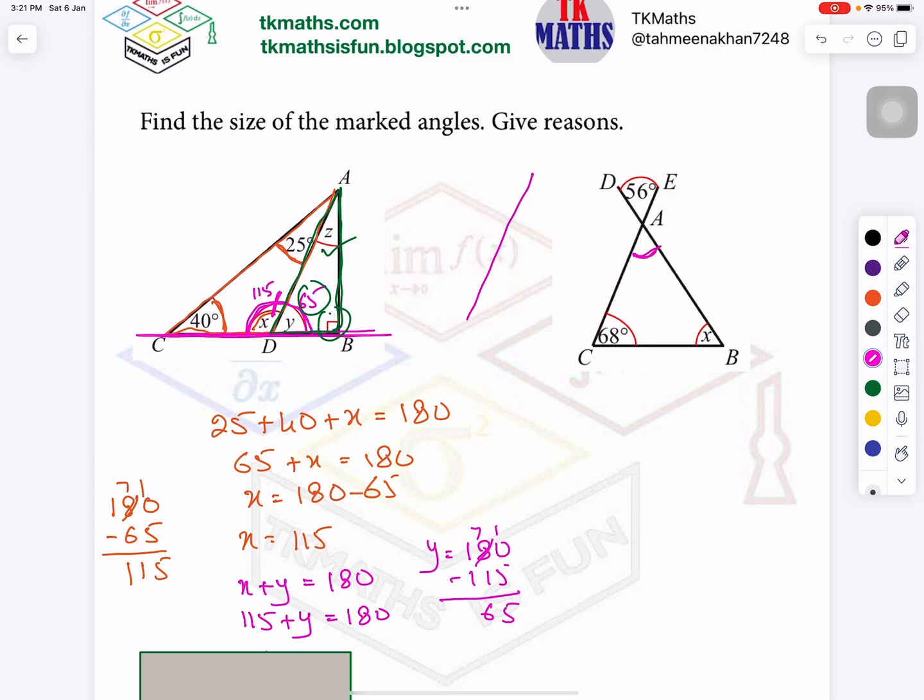I told you in the previous video, if two straight lines are crossing and making an X, then opposite angles are equal. These. And what is it called? Vertically opposite angles. So this is 56. Okay. Now x is easy to calculate. You can add up 56 and 68. Whatever the answer will come, subtract it from 180 and you will get x, because the sum of the three angles equals 180 in a triangle.